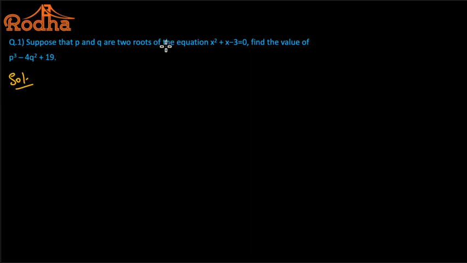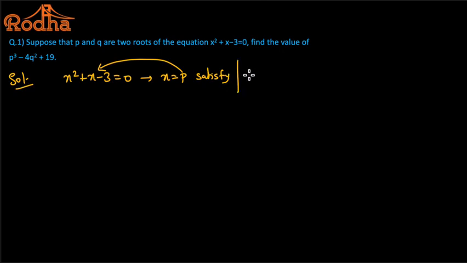Look, similar funda we did in the class, because p and q are the roots of the equation x square plus x minus 3 equal to 0. So p is a root, that means x equal to p should satisfy this equation. Putting x equal to p, I get p square plus p minus 3 equal to 0. Similarly, x equal to q is a root, so it should also satisfy: q square plus q minus 3 is equal to 0.